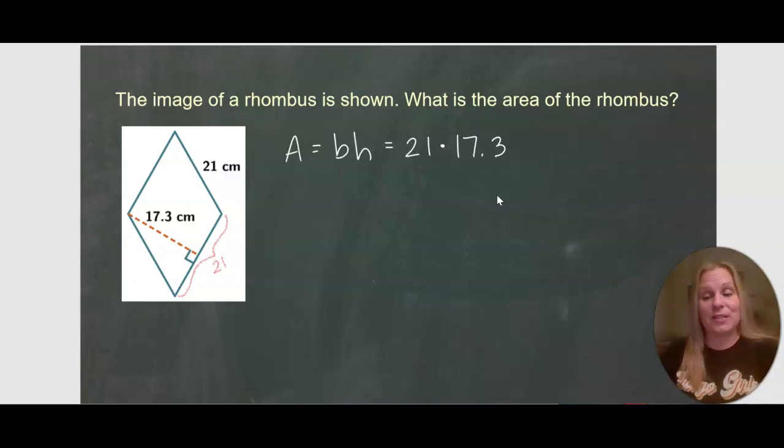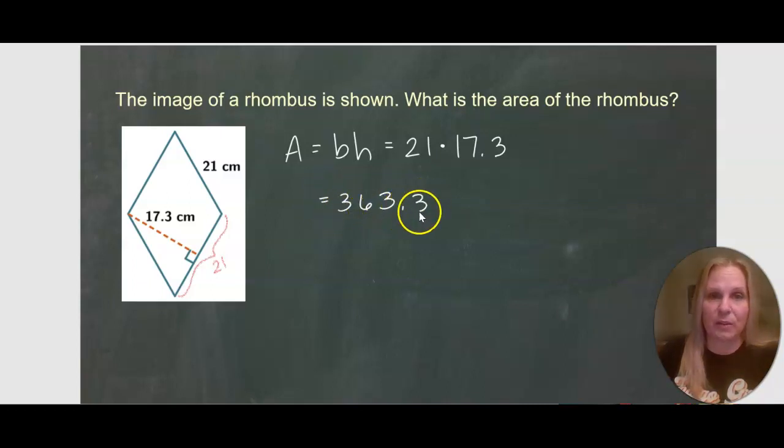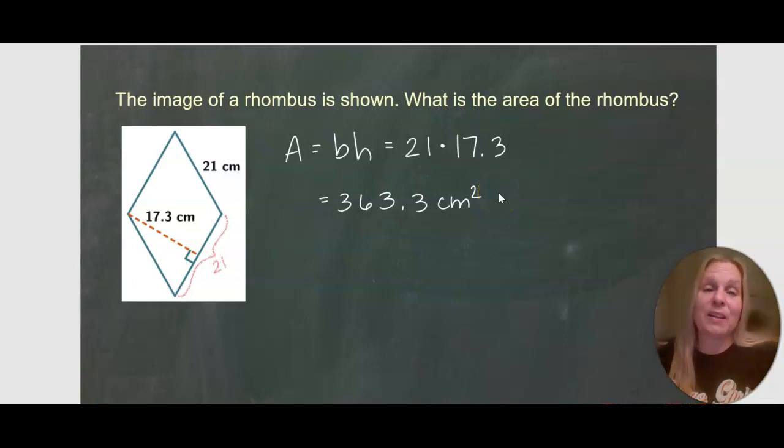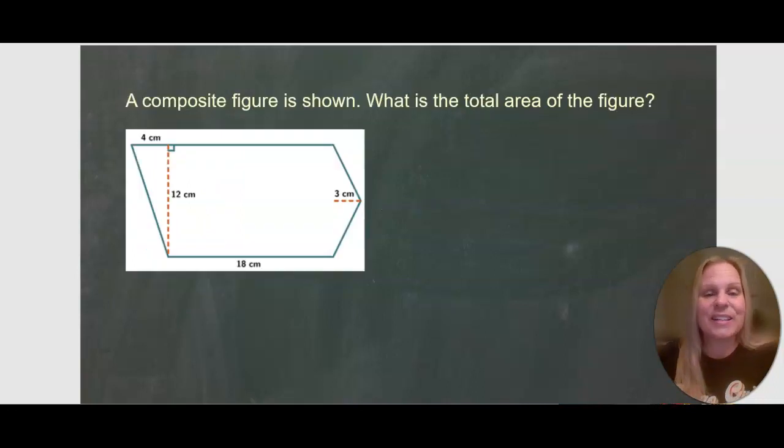All right, so now I do this in my calculator again. So I would do 21 times 17.3, and I get 363.3, and this is square centimeters. I know we write it centimeters squared, but the way that you say it is square centimeters. All right, let's do another one.